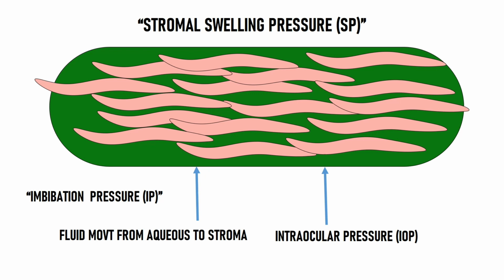Thus, the net imbibition pressure is the difference between the intraocular pressure and the stromal swelling pressure. So this was how the fluid influx takes place. What about the efflux of fluid so as to maintain the corneal stroma at a steady state of hydration? The first mechanism behind it is the corneal endothelial pump mechanism.